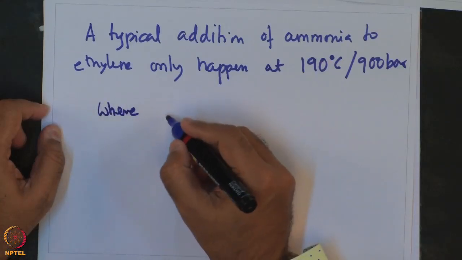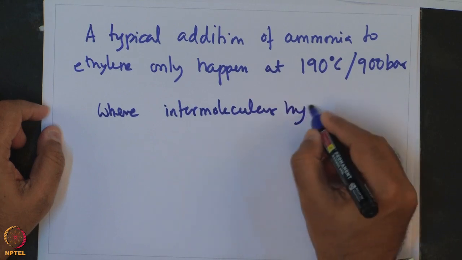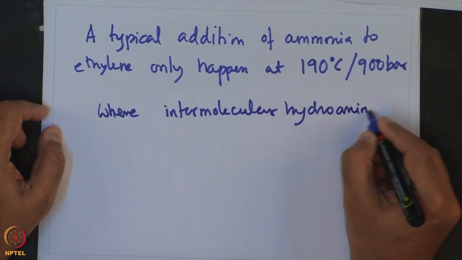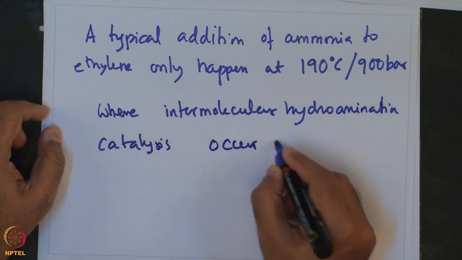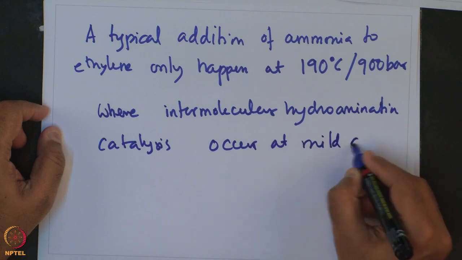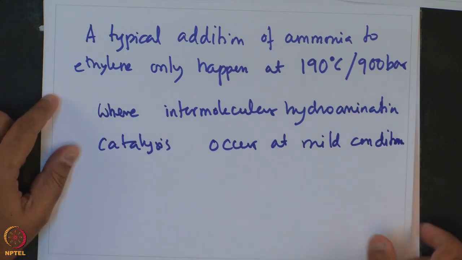So, this says how drastic a condition is required just to add ammonia to ethylene in absence of the catalyst, whereas intermolecular hydroamination catalysis can occur at mild condition. Now, as mentioned, the scope of the reaction has been extended to carrying it out under asymmetric conditions, and asymmetric hydroamination reaction has been achieved at ambient conditions, that is at room temperature, using Nairi catalyst.